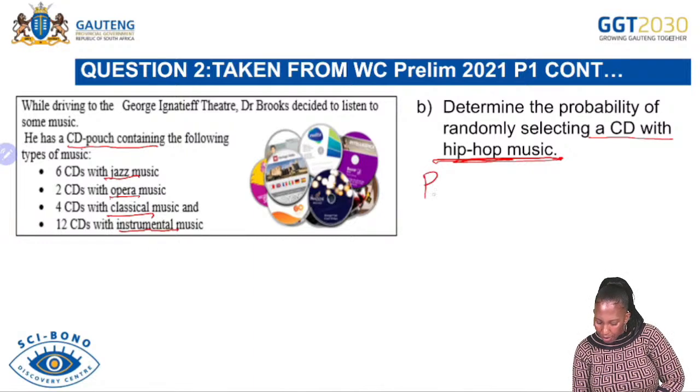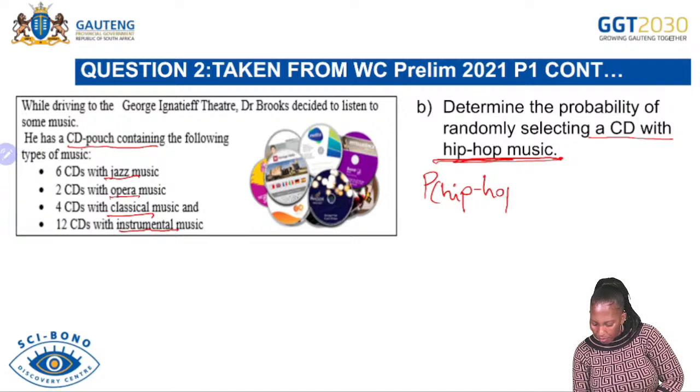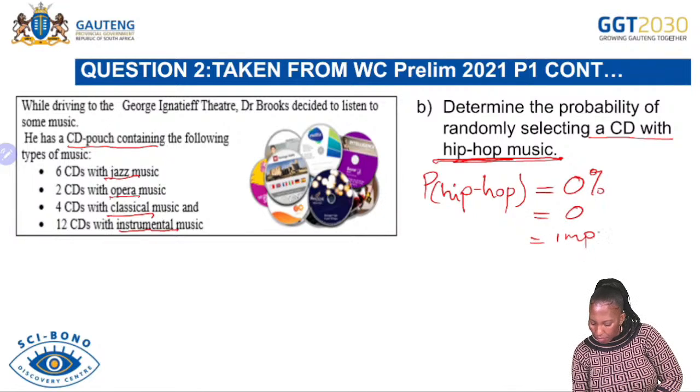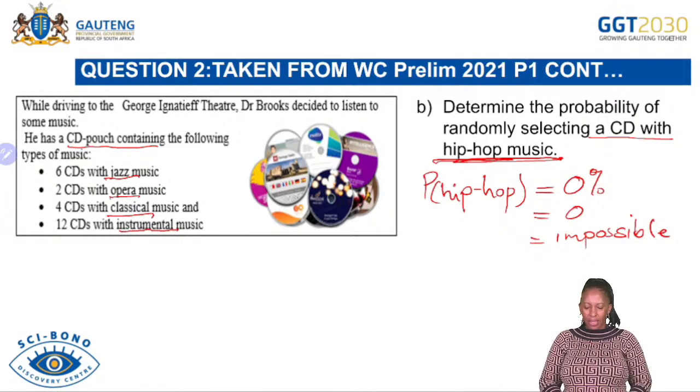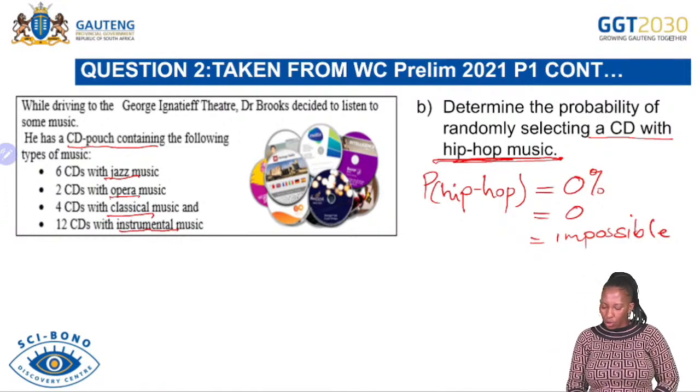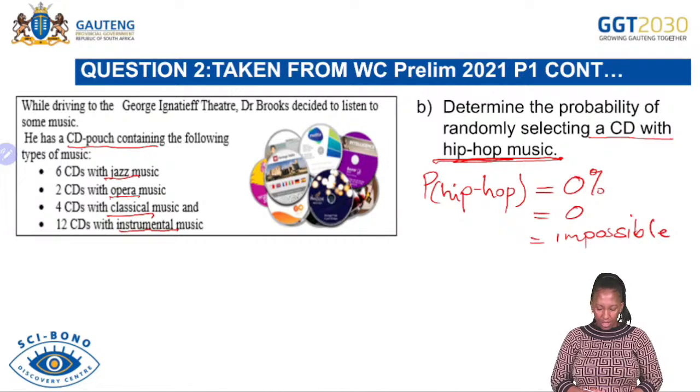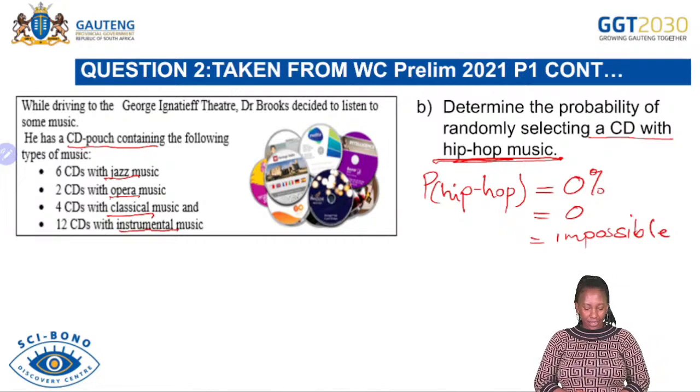So we say P, probability of choosing a hip-hop music, is 0%, or we can say 0, or we can say impossible. Meaning there is no way that Dr. Brooks can choose a hip-hop music because there are no hip-hop CDs in his CD pouch.